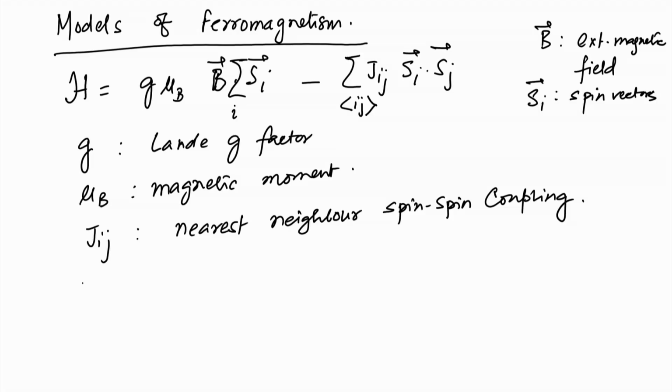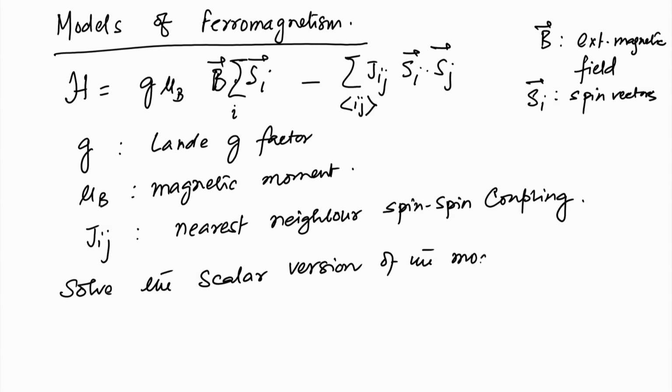And let us solve the scalar version of the model. So, this is what we are going to do, the scalar version of the model, which we already know is called the Ising model.